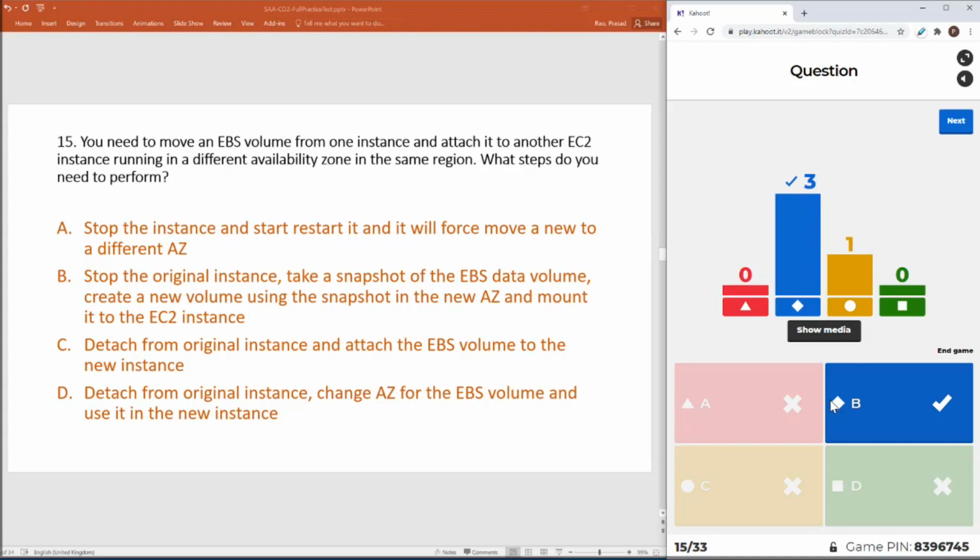Okay, yeah. Again, most of you got it right. B is the right answer. If you want to move it to another availability zone, then we'll have to stop it, take a snapshot, and create a volume. I know it's a bit convoluted process, but that's what the right process is. Yeah, we hope it's as simple as it was in the C option, but unfortunately, it is not. Probably a feature request.